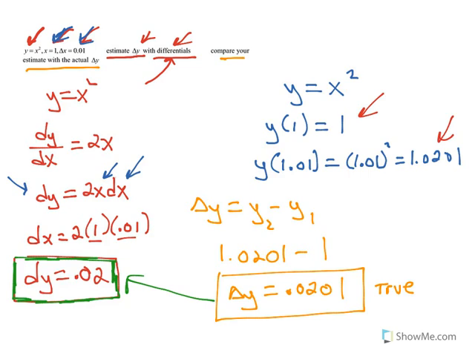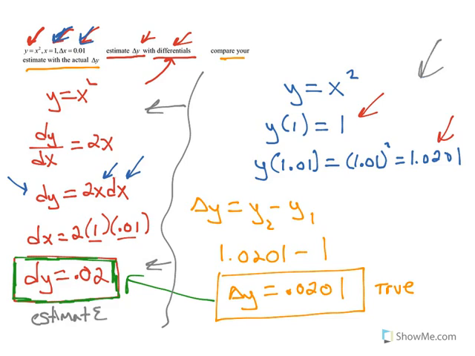So in summary, on the left side, this is using calculus to estimate how much your y will change by. So this is an estimate using calculus. And this would just be using basic algebra to find the exact change in y.